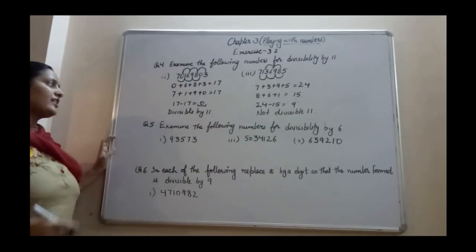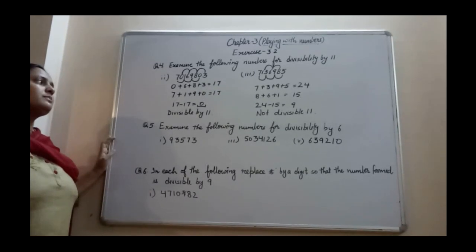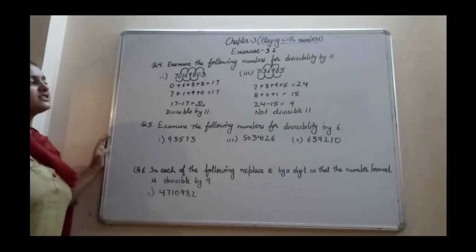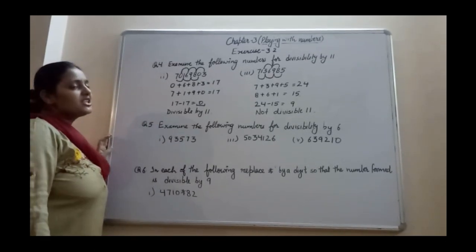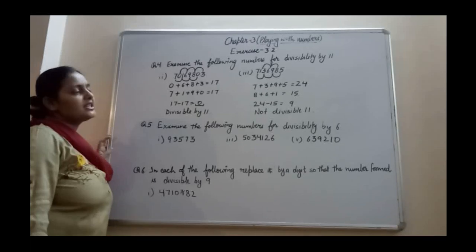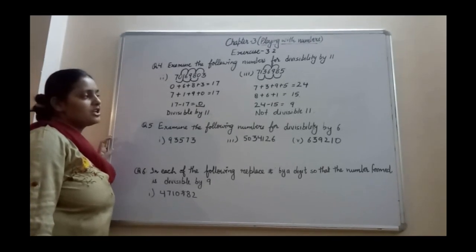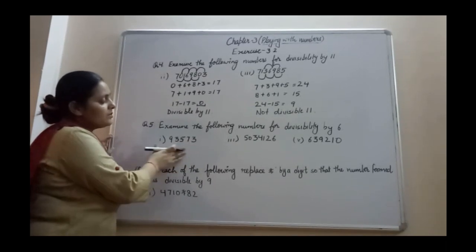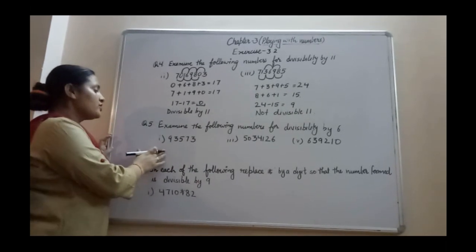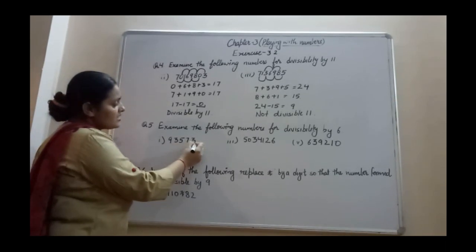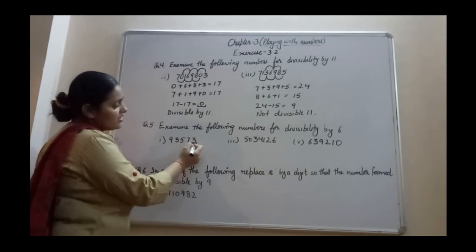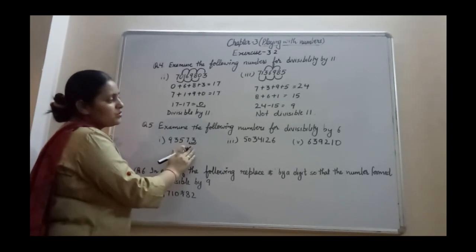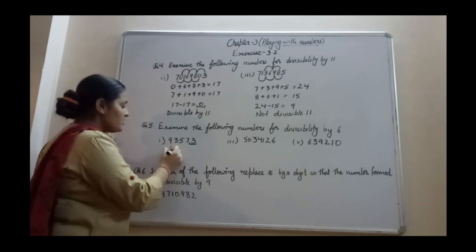Now the question number 5, examine the following number for divisibility by 6. For that we should know the divisibility rule of number 6. The rule is that if the given number is divisible by both 2 and 3, then the number is also divisible by 6. So for the given number, we have to check the divisibility rule of both 2 and 3. Let's do it for the first number. We can clearly see that this number is not even, and if it is not even, it is not divisible by 2. And if it is not divisible by 2, definitely it is not going to be divisible by 6 either. So not divisible by 6.